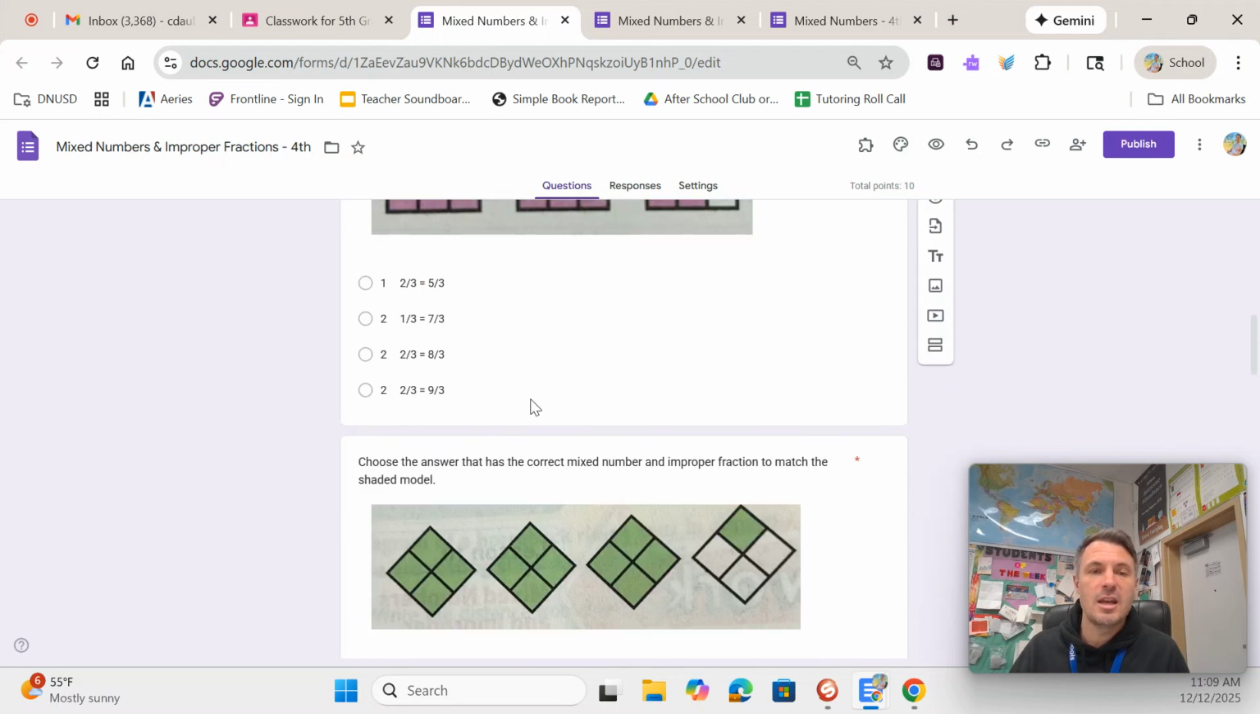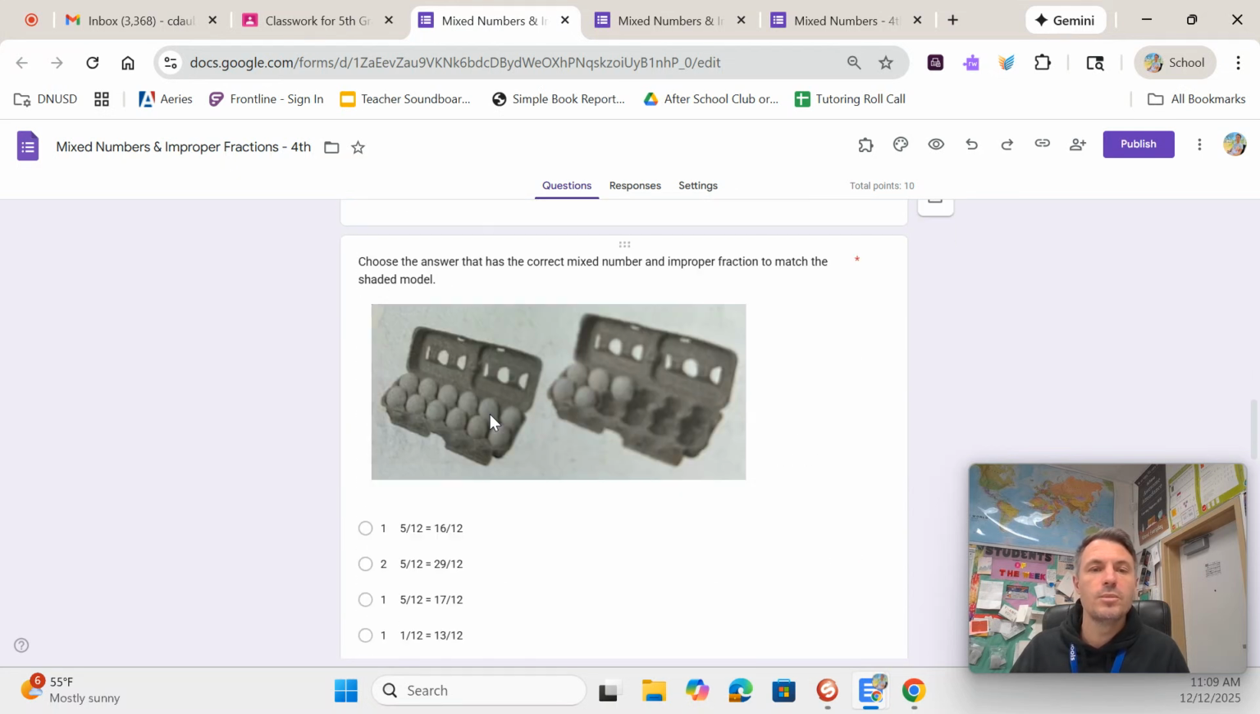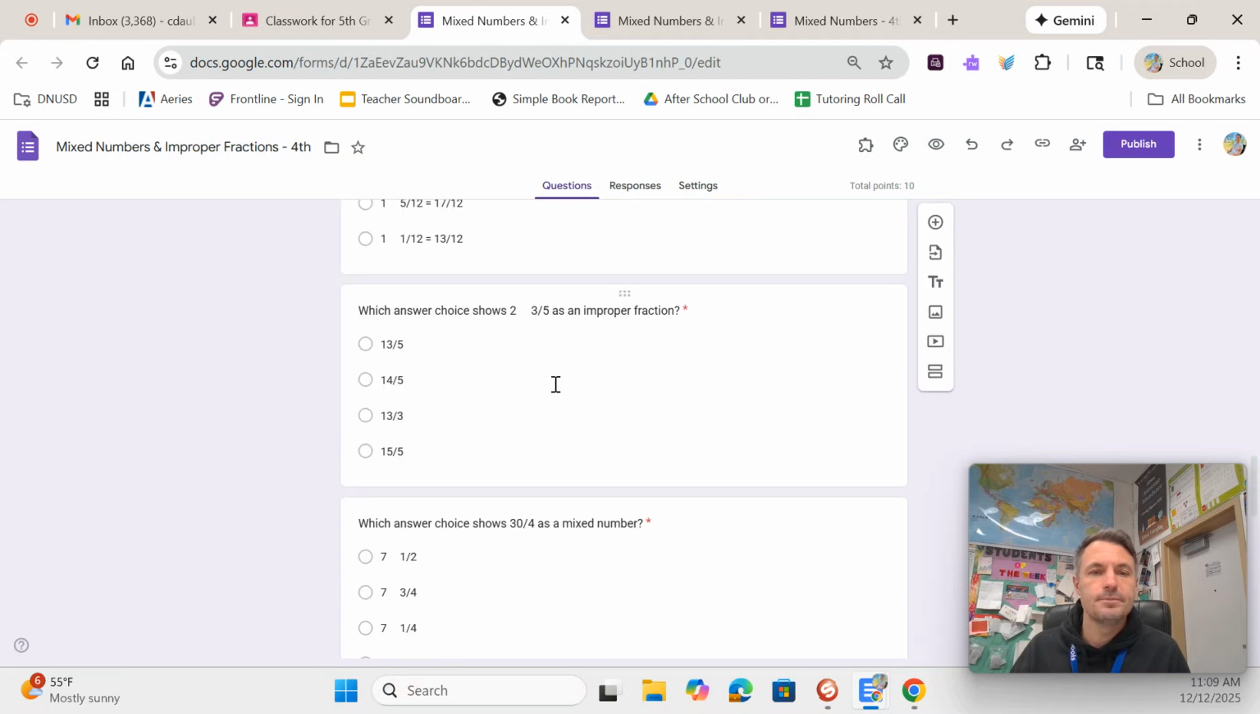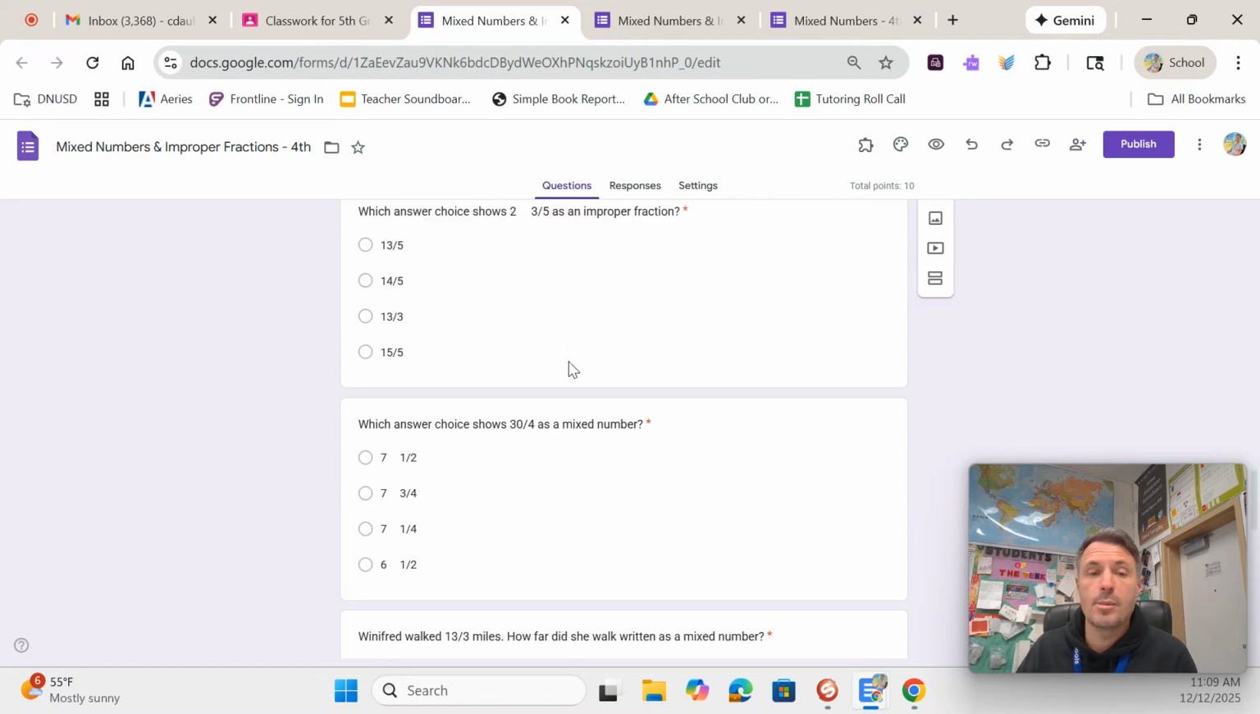And this is the same kind of question here too. Sorry, those are a little bit blurry, but you can still see it. And then which answer choice shows 2 3/5 as an improper fraction? So first write 2 3/5 on your scratch paper, and then change 2 3/5 into an improper fraction. And then which answer choice shows 30/4 as a mixed number? So on your scratch paper, do the division problem to change 30/4 into a mixed number.